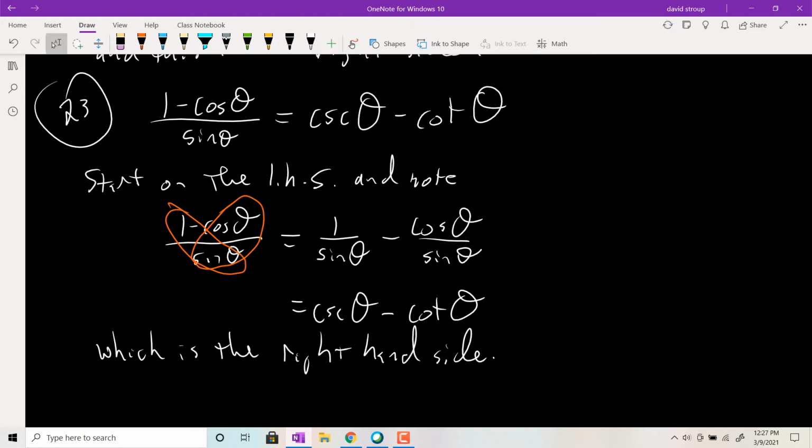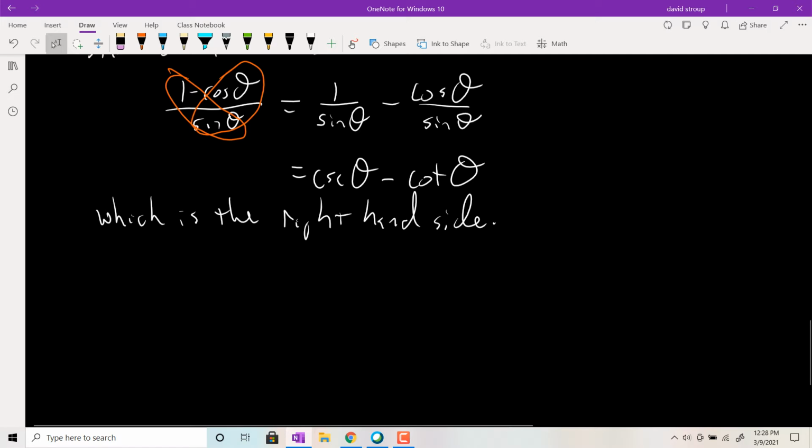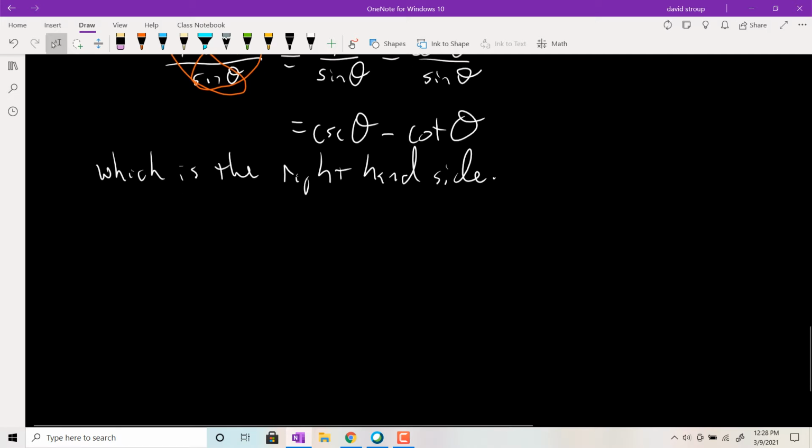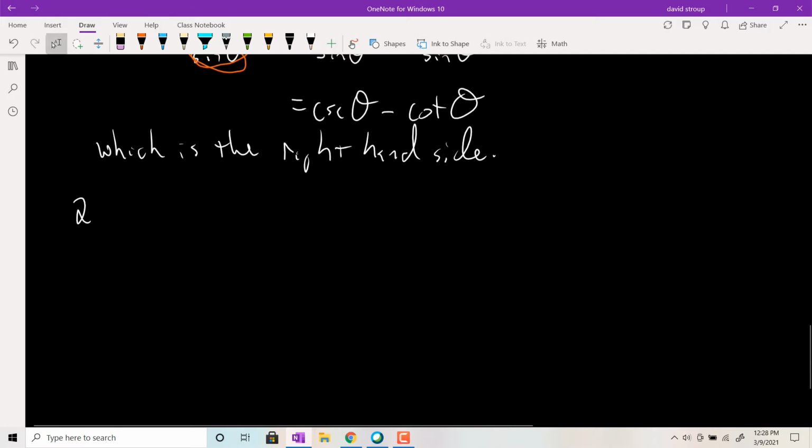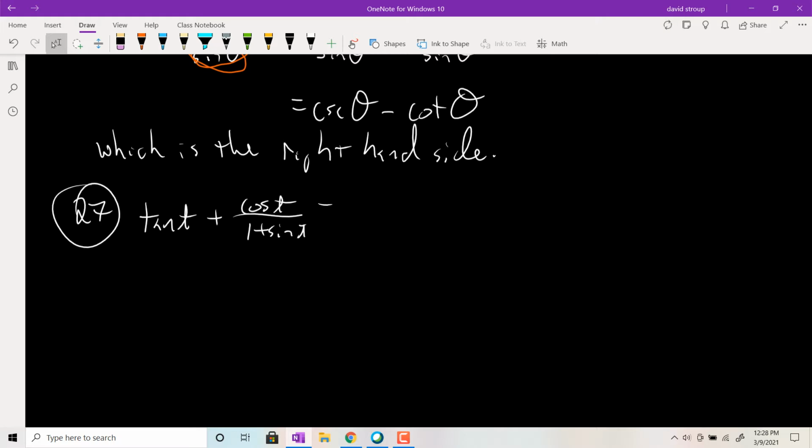And I'm done. Okay, so that was another kind of easy one. Okay, let's look at one that's a little harder. So it's like 27. We have tan t plus cosine of t all over 1 plus sine t equals secant t.